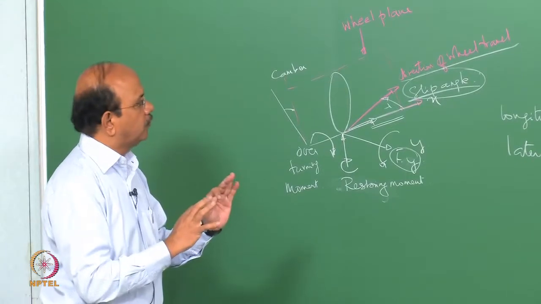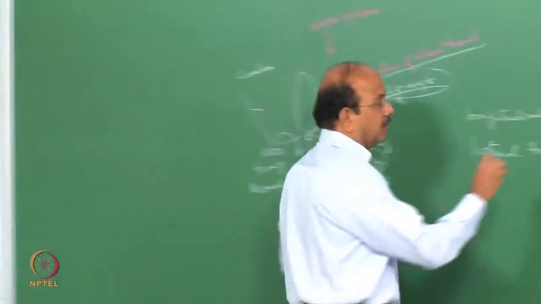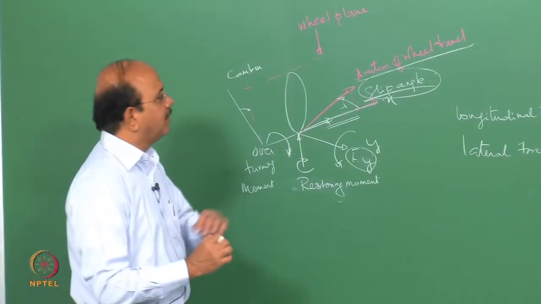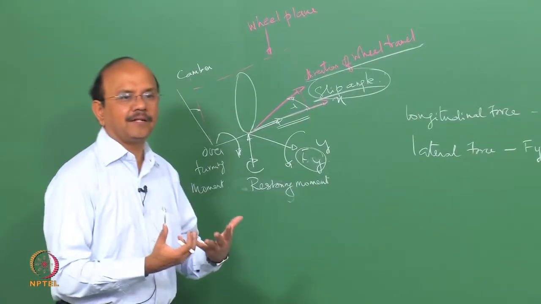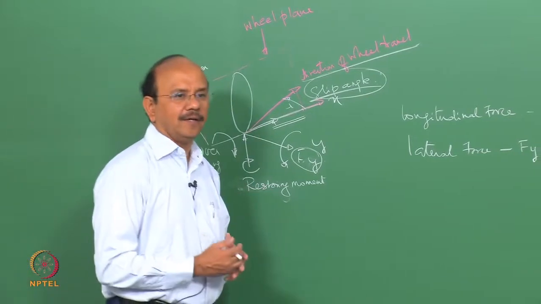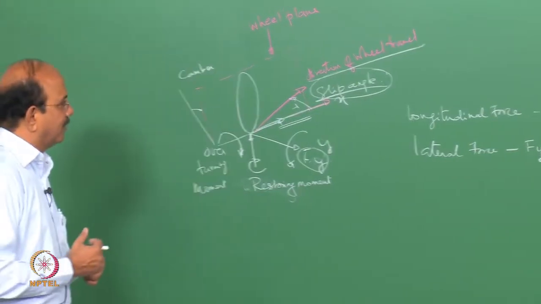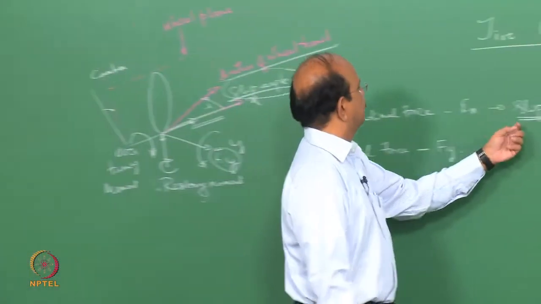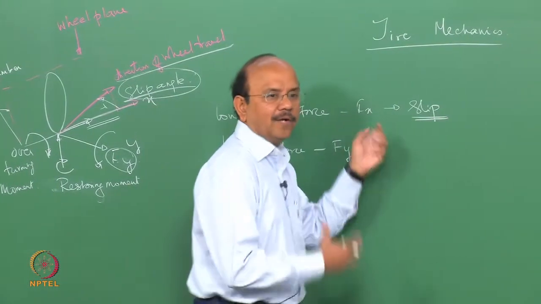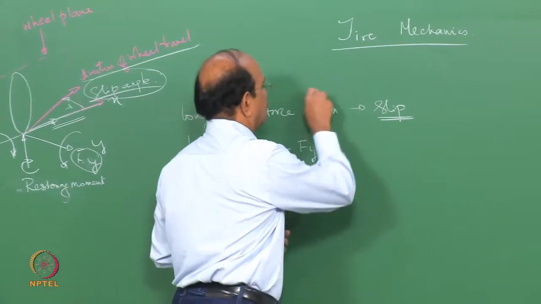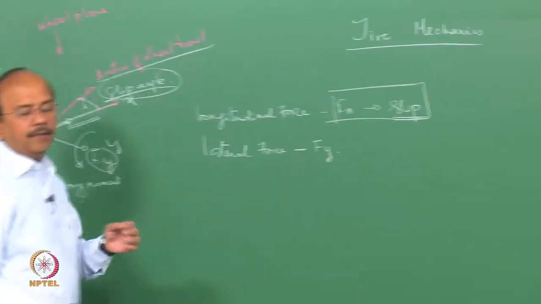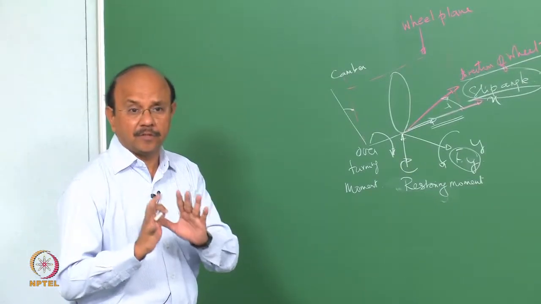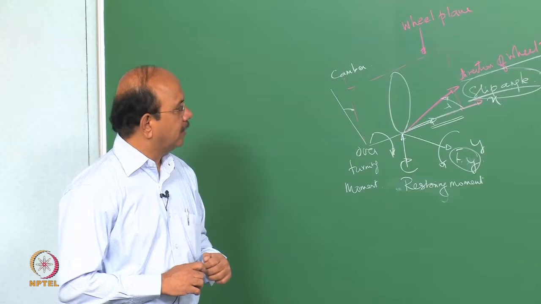The longitudinal force is the result of what is called slip. Very interesting, when there is slip, a longitudinal force is produced. When I say that, it really sounds oxymoronic: when you slip, a longitudinal force is developed. How is that? That's what we are going to see. So there is a relationship between a longitudinal force and what is called slip. I'm going to define that slip carefully as we go along.